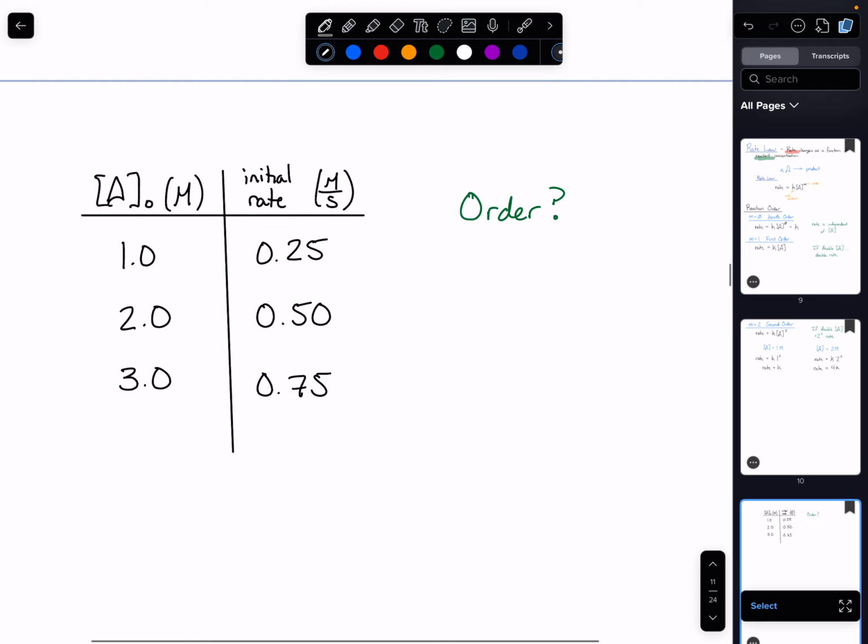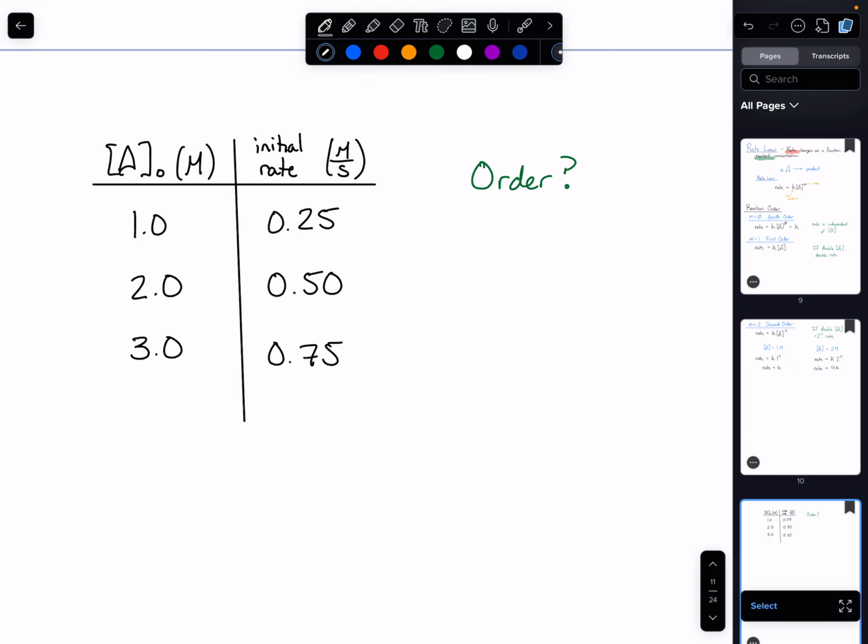All right, so we did a whole bunch of kinetics experiments. We gathered some data about how this rate changes as a function of concentration, and we're going to analyze this data to figure out what the order of this reaction is.